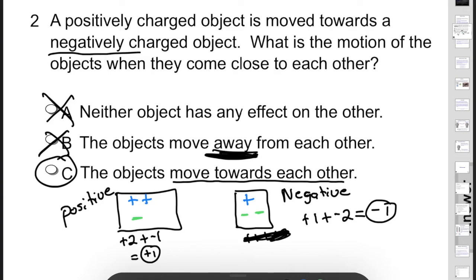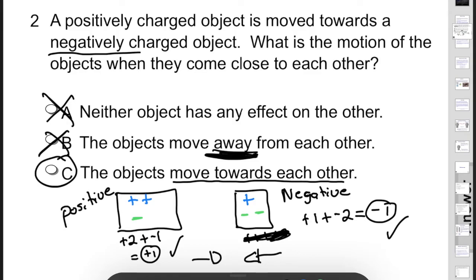Why do they want to move together? Since the first charge and the second charge are what? Different. Since one object is positive and one object is negative, they want to be what? Together. And that's why the answer is going to be C.